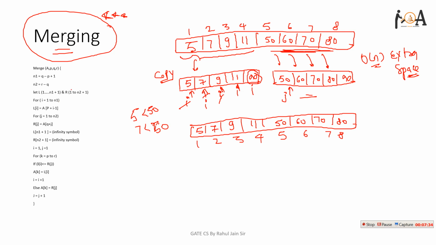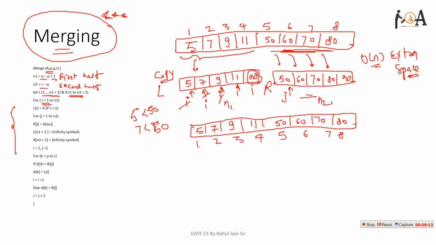What is the process, guys? Here is the algorithm of merging: merge(A, p, q, r), n1 equals q minus p plus 1 and n2 equals r minus q. It is the first half elements, and the second half elements. After that, let L equal 1 to n1 plus 1 and R equal 1 to n2 plus 1. So for example, these are n1 elements and these are n2 elements. I have this L array here and I have R array here, and in L array I have n1 elements, in R I have n2 elements.